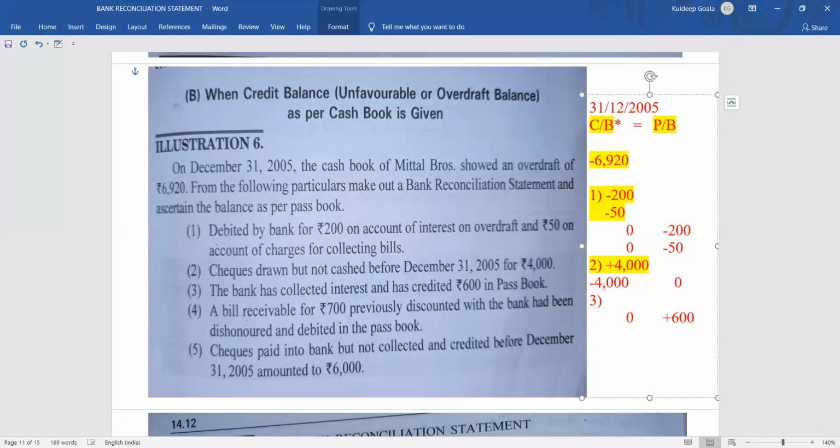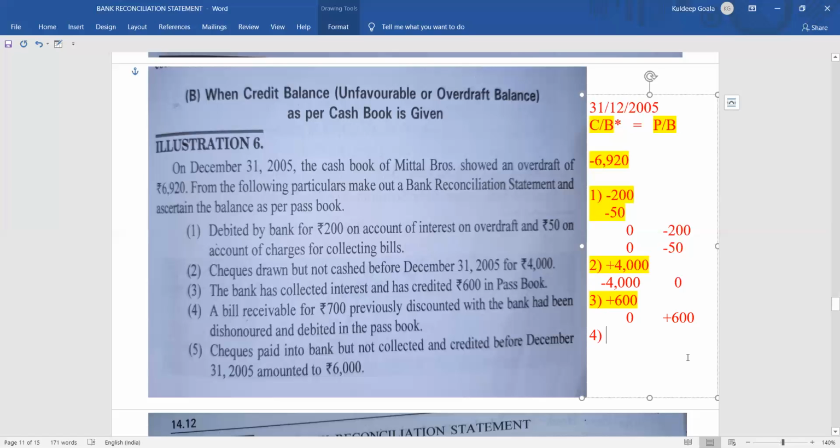So how to make both the sides same? Now cash book is 0, passbook is plus 600. To make both the sides same, we have to put plus 600 in the cash book, isn't it? So this is how your sums are going to match up. We are just going to match both the sides. So be very careful about that. Okay, how we are going to match up, that is the important thing.